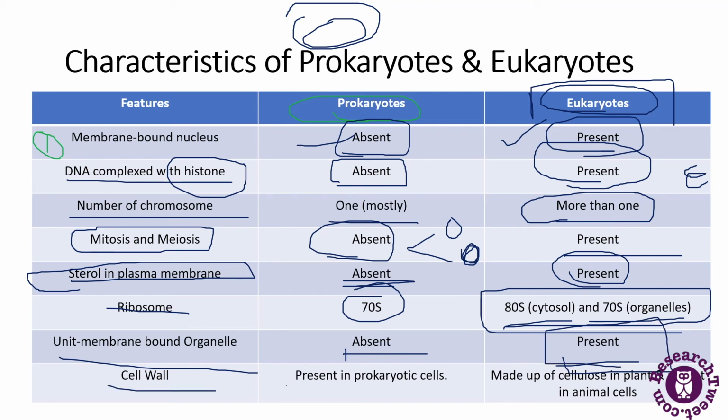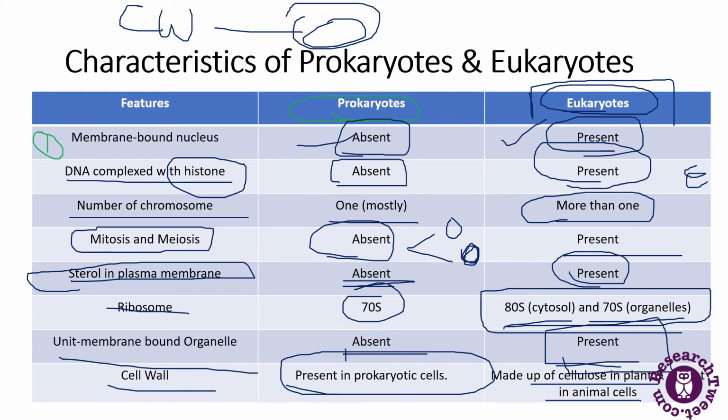Cell wall is present in the prokaryotic cell. It was depicted in the diagram itself that this layer was the cell wall in the case of the prokaryotes. And in the eukaryotes, it is made up of cellulose in plants and it is absent in the animal cells. Animal cells have the plasma membrane, but they do not have the cell wall. And in plants, the cell wall is there, but it is made up of cellulose.